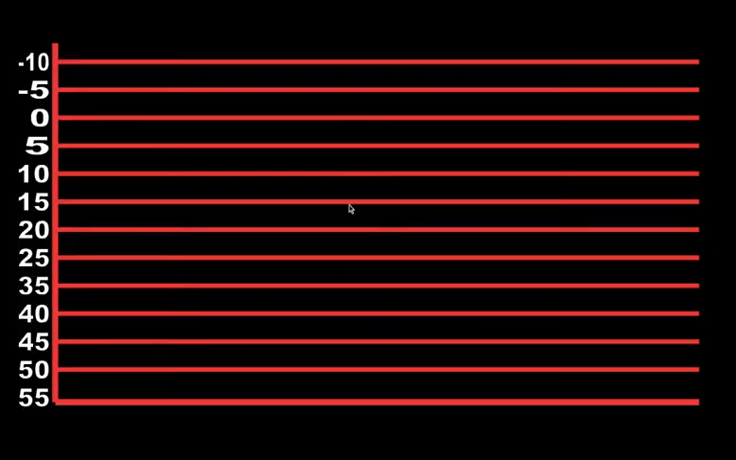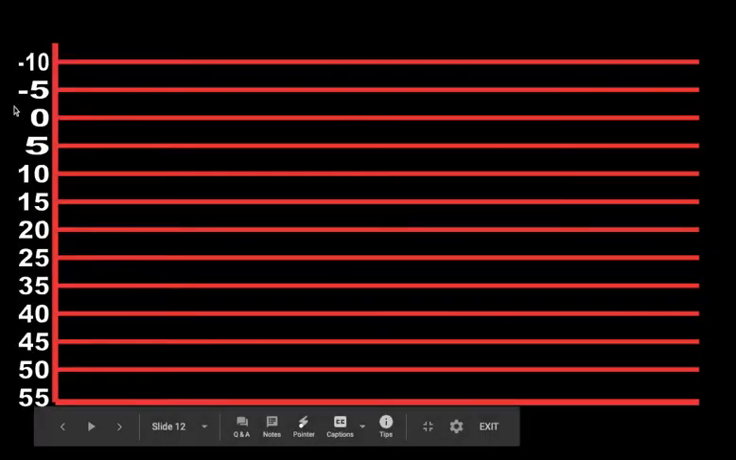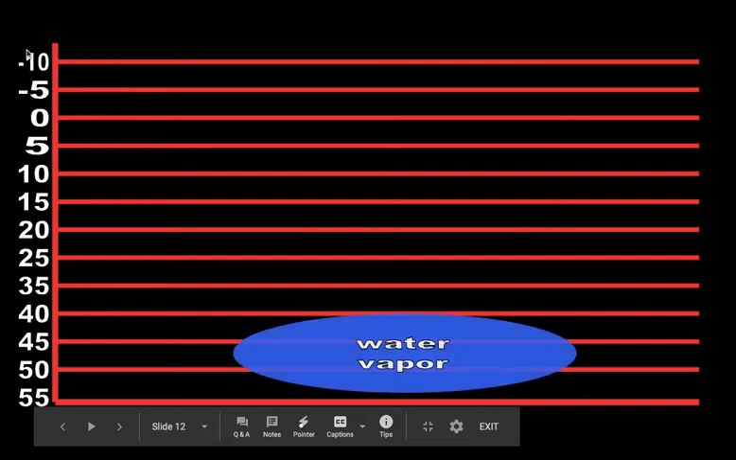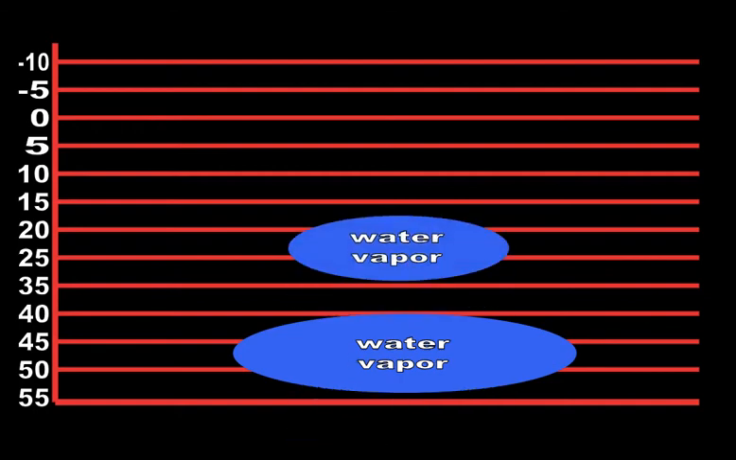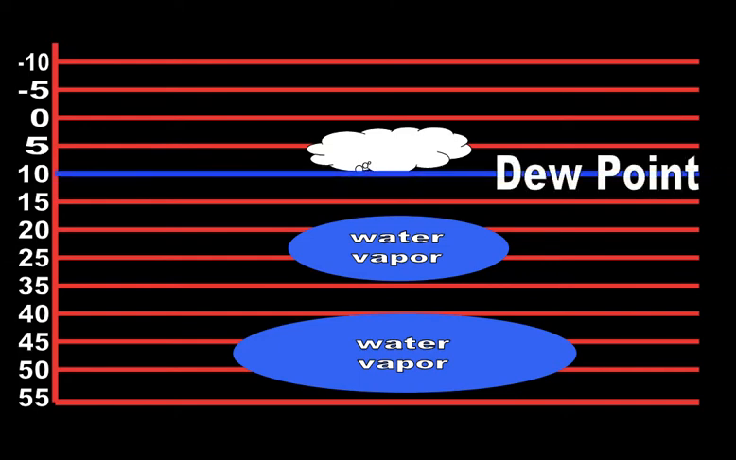In the atmosphere, if we're looking at this graph, which shows temperatures, closer to the surface of the Earth we have our water vapor. As it starts rising up in the troposphere, it gets colder and colder, and it starts pushing those molecules together as they start to condense. And eventually, once it reaches our dew point, that is where we will have clouds forming.